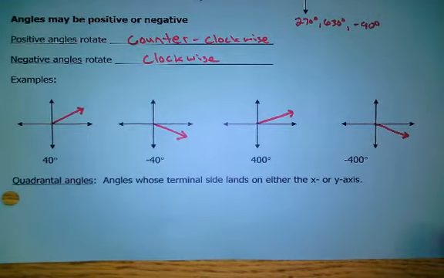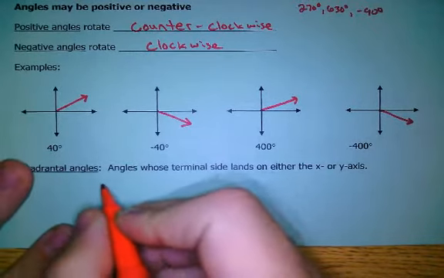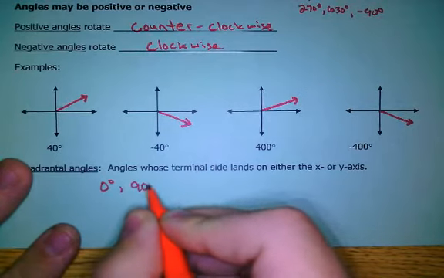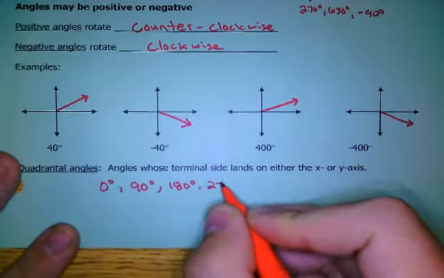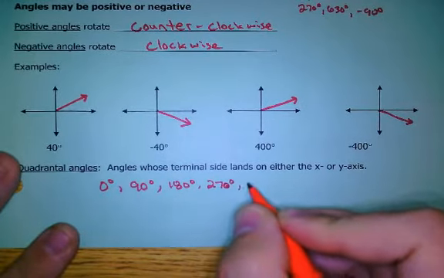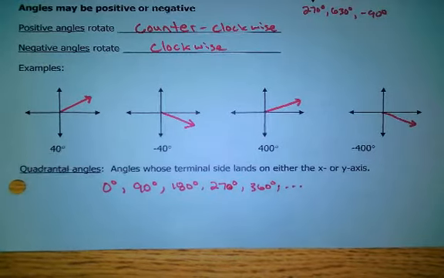So about quadrantal angles. Those are angles whose terminal sides land on either the x or the y axis. So that would be 0 degrees, 90 degrees, 180 degrees, 270 degrees, 360 degrees. You get the idea, right? They're all multiples of 90.